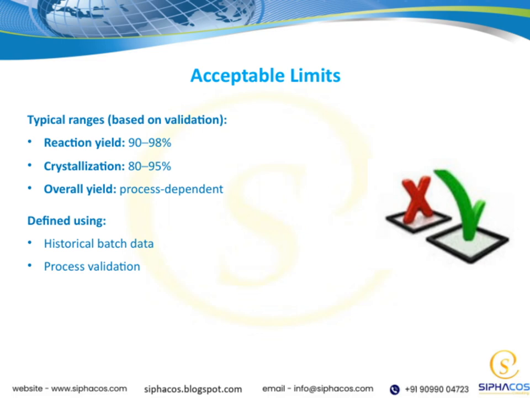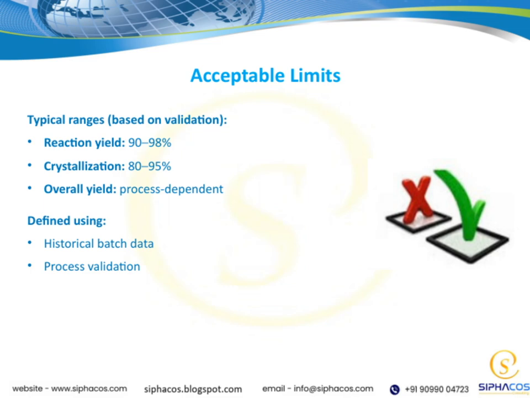Typically, based on validation data, reaction yields should fall within the range of 90 to 98%. This means that when the reaction is working as expected, most of our starting material is converting efficiently. For crystallization, an acceptable range is usually between 80 and 95%. This indicates how much of our product is successfully crystallized out of the solution, which is crucial for purity and yield. The overall yield, however, can vary depending on the specific process we're working with.